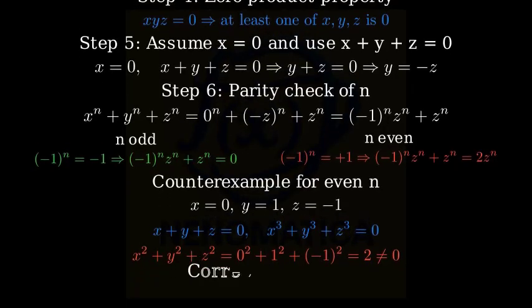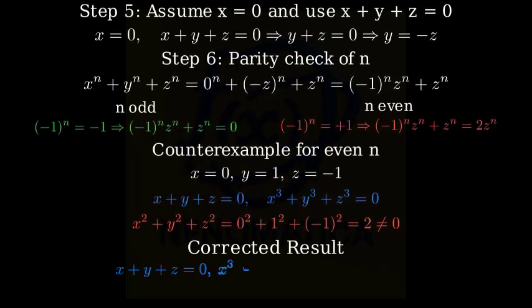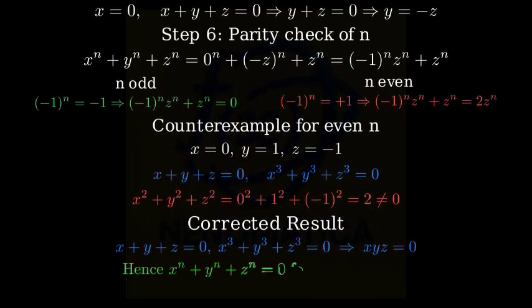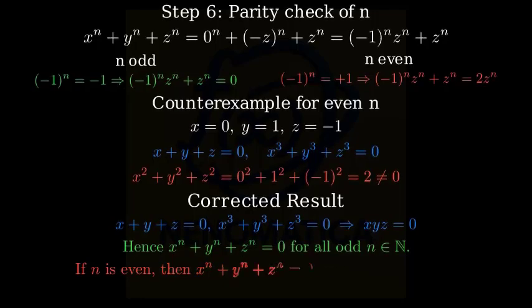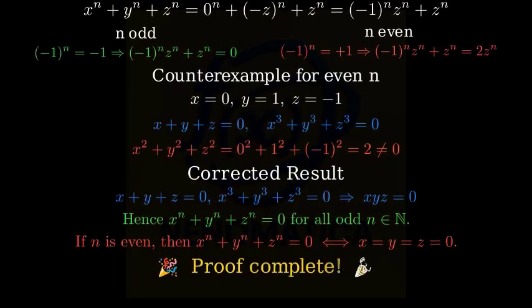Therefore, the corrected statement is as follows. If x plus y plus z equals 0, and x cubed plus y cubed plus z cubed equals 0, then the product xyz equals 0, and consequently, x to the n plus y to the n plus z to the n equals 0 for all odd natural n.